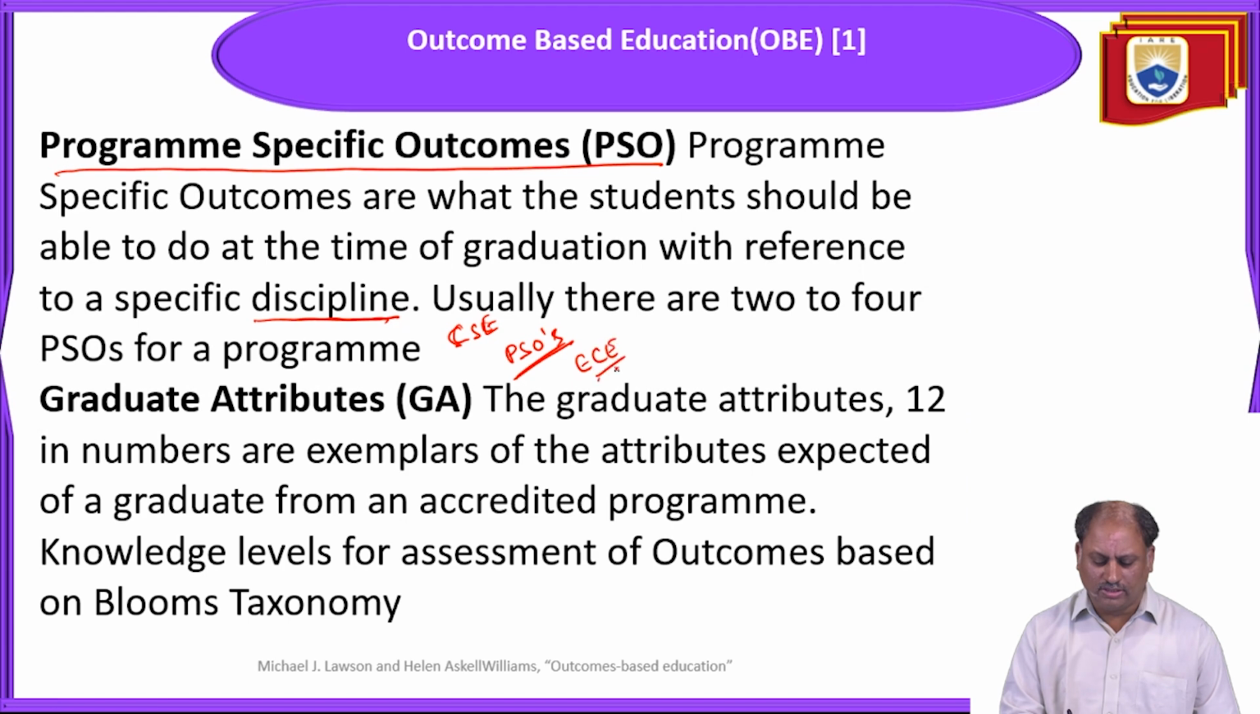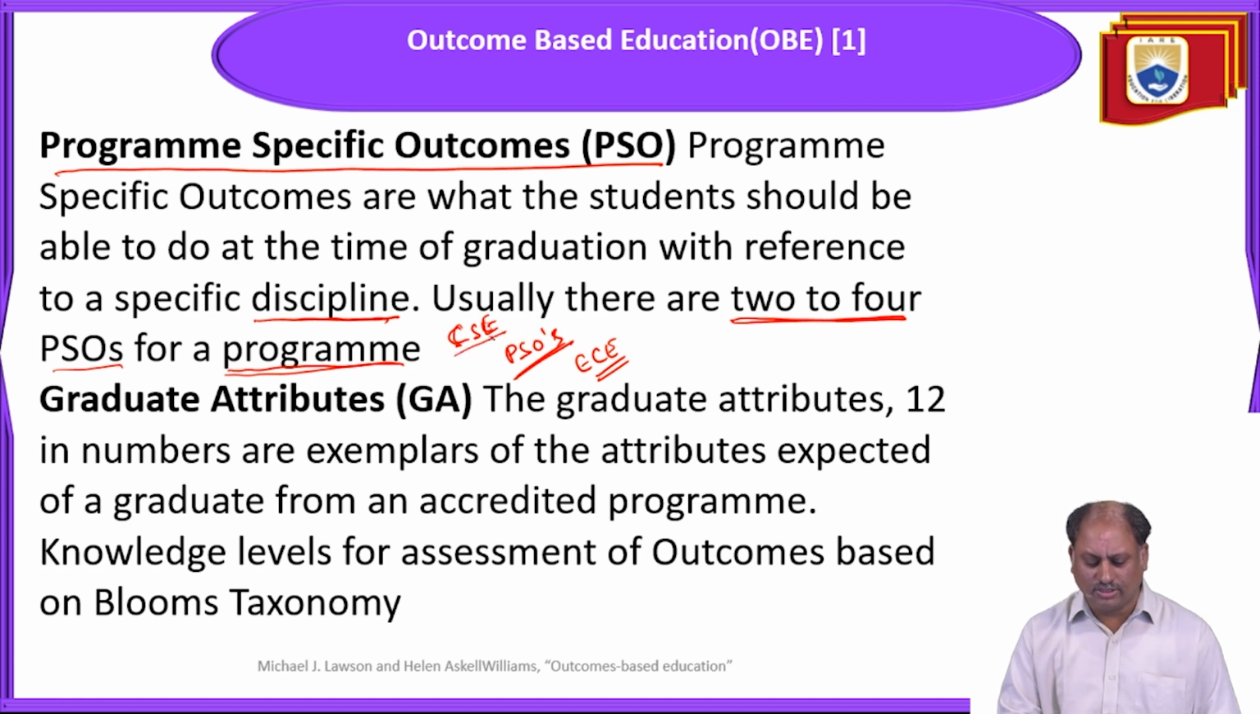EC, that particular discipline, has the course outcomes and program specific outcomes, and these are with respect to that particular discipline. Generally, 2 to 4 PSOs are to be written for a program. For each program we can write at least 2 and a maximum of 4 PSOs. So these are all specific to each program.